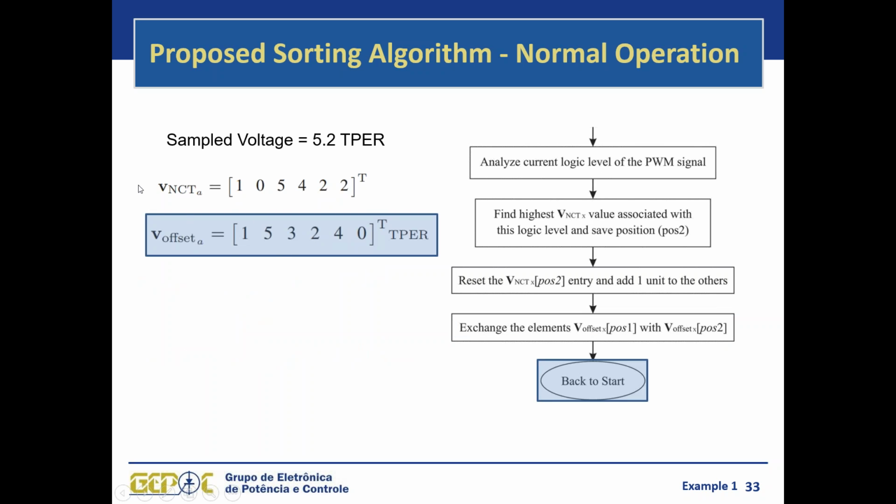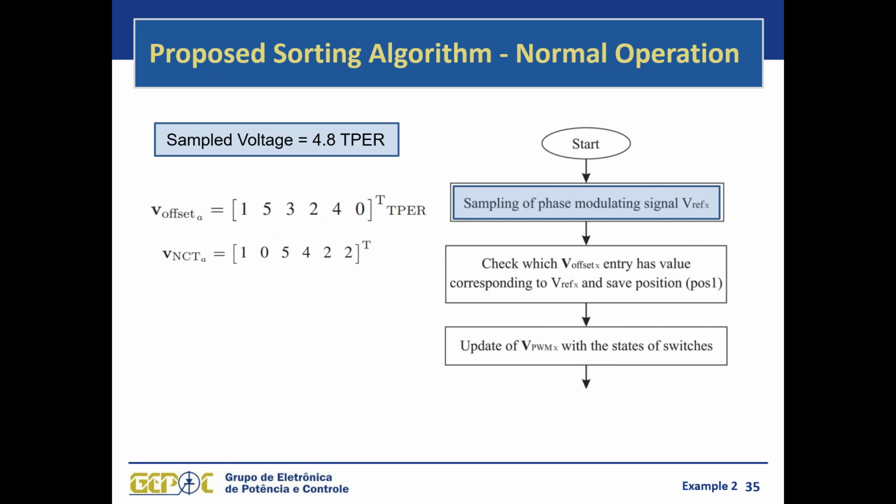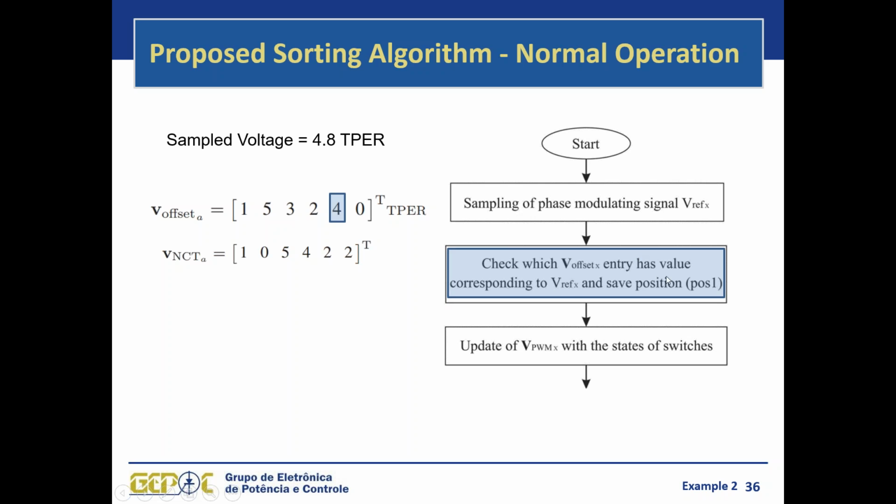Once we have this new V offset, we go back to the start of the interruption routine. So we have another example here for an underflow interruption in which the modulating signal is now at this point. So its value is 4.8 TPIR. So we perform the same steps. We sample the modulating voltage, 4.8 TPIR. We check which V offset entry has the value corresponding to the reference.